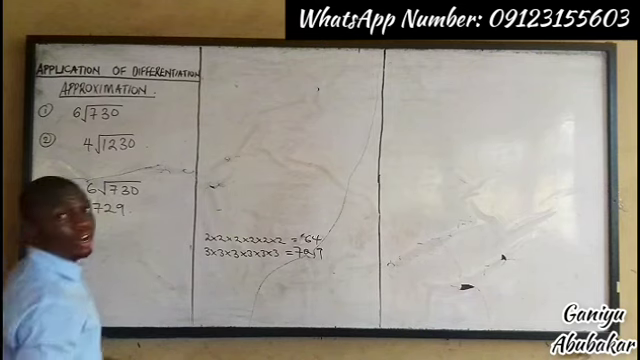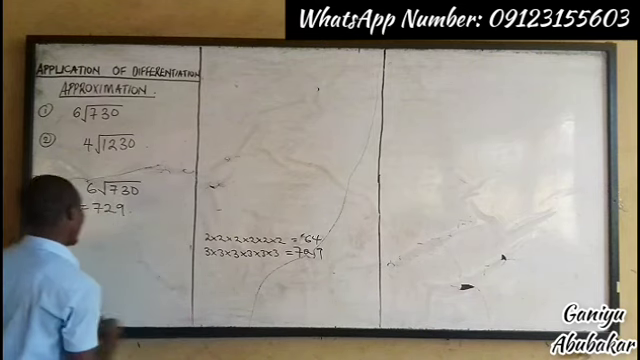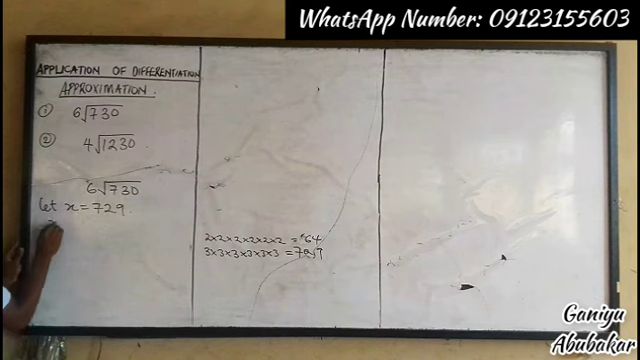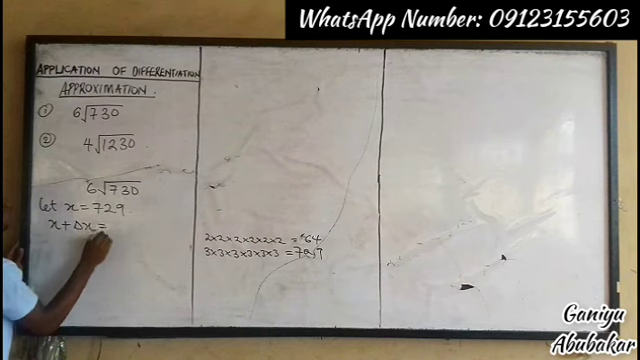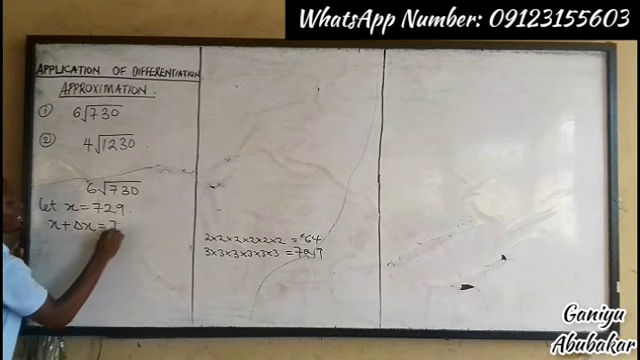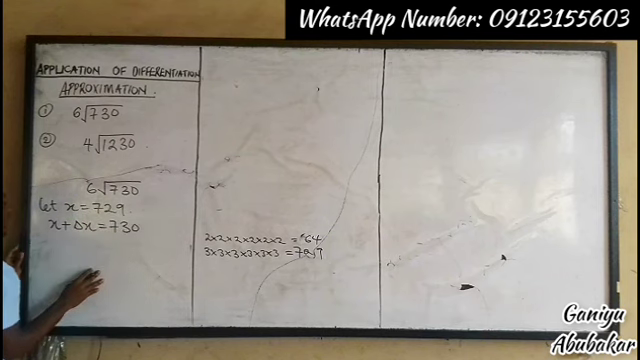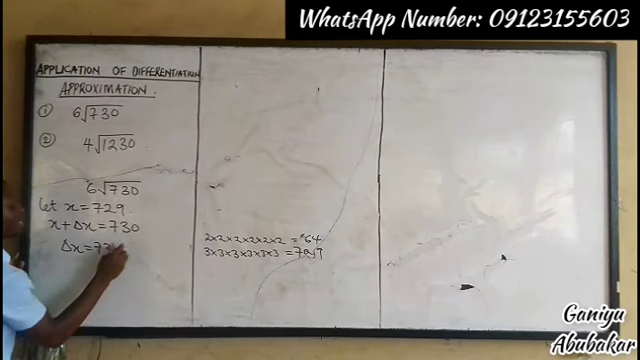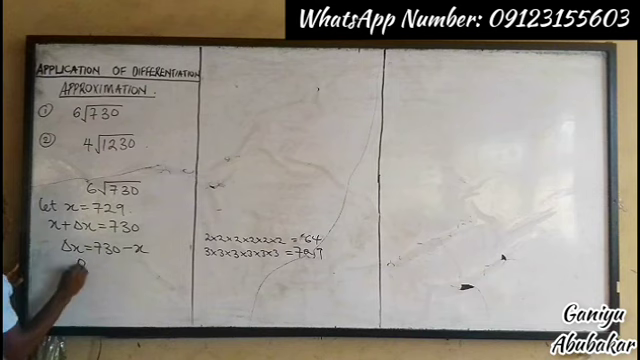Alright, after I got your x value, next I said your task is this: x plus change in x is equal to this value here, that's 730. Next up, get your change in x. Change in x is equal to 730, this comes here and becomes minus x. But what's x?